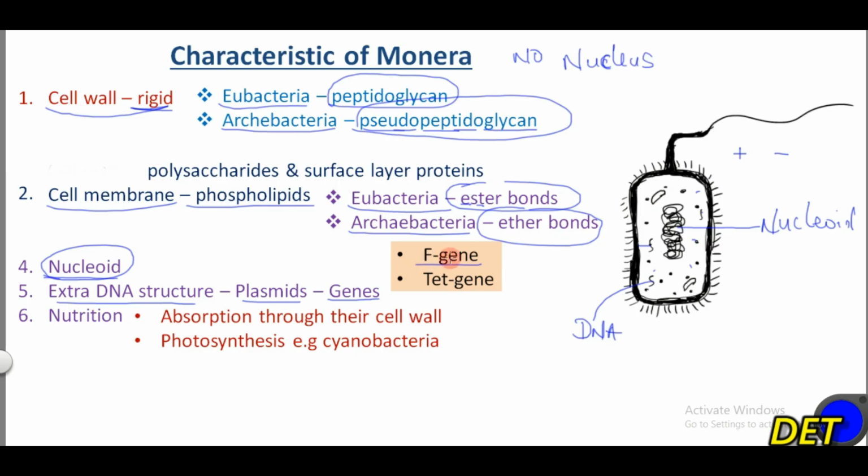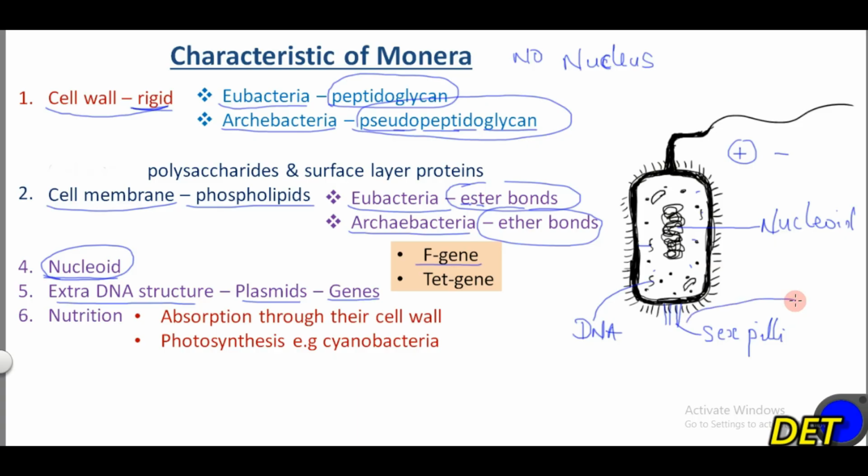It is called fertility gene, F gene. For a positive strain, they will have what we call sex pili. So let's say these are the sex pili, right? For the positive strain, they produce what we call the sex pili, right?